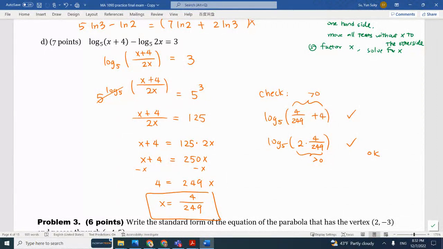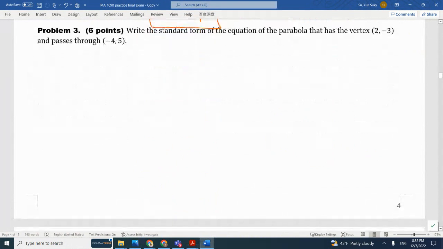If you can understand part D, please type D in the chat. Okay, great. And then keep going.